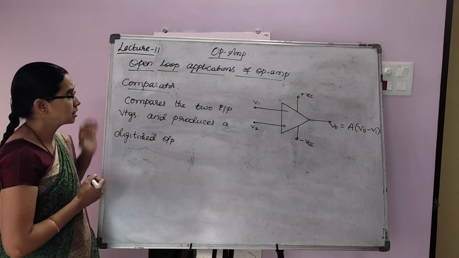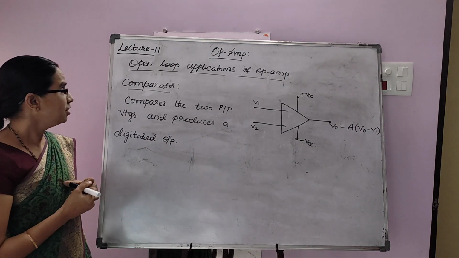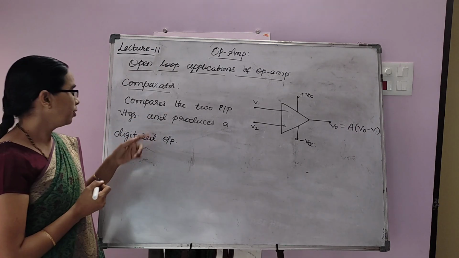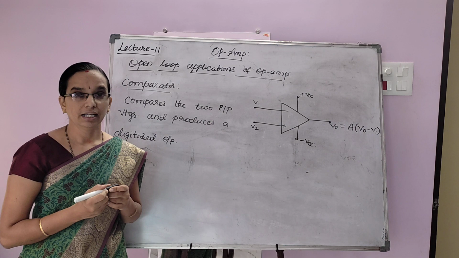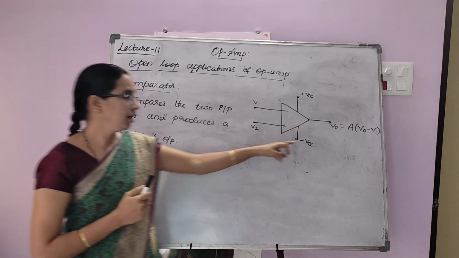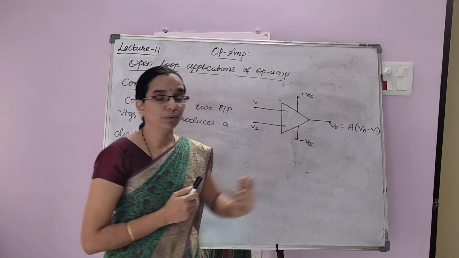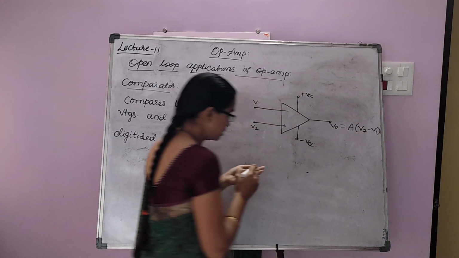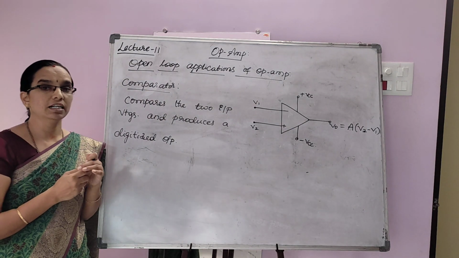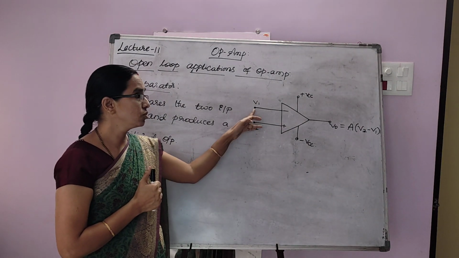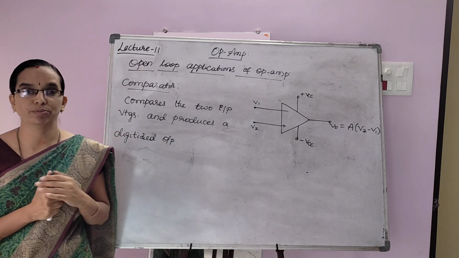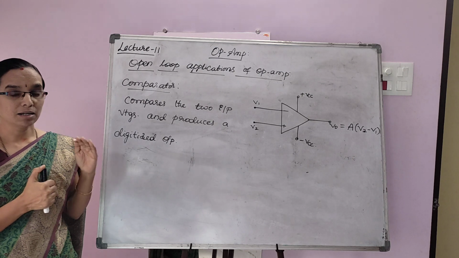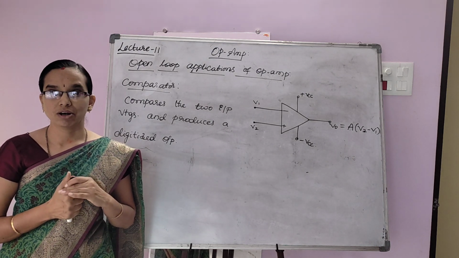In that, the first one is the comparator. A comparator is a circuit which compares two input voltages and produces a digitized output. That means the output of the comparator will be V0 equal to A into (V2 minus V1). It gives the output in such a way that it shows which input is greater and which input is lesser. So these comparators come under open loop applications of op-amp.